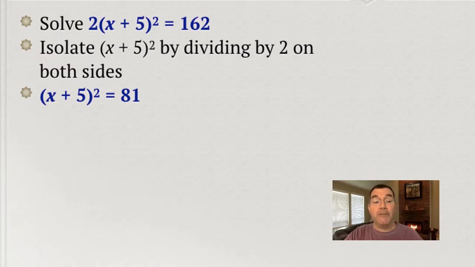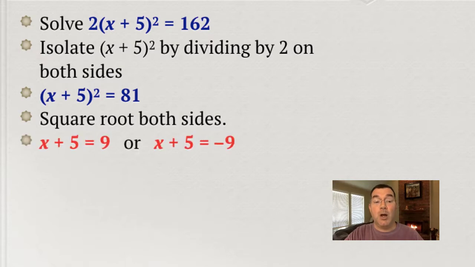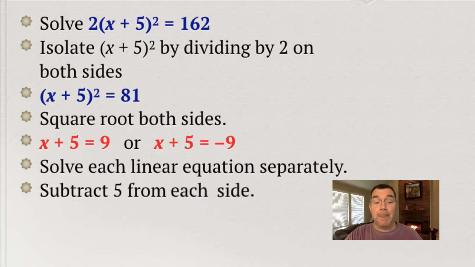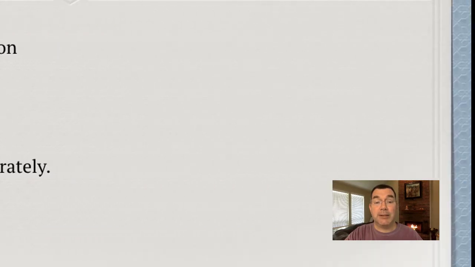And so the square root of x plus 5 squared would just be x plus 5, and the square root of 81 would be positive 9 or negative 9. So remember, I need to consider both, because here's where my solutions become very different numbers. So I need to solve each of these new linear equations separately, and so I subtract 5 from each side. For the first one, I will get x equals 4 if I do that, and for the second one, I will get x equals negative 14. So very different solutions this time when I've got something in parentheses.